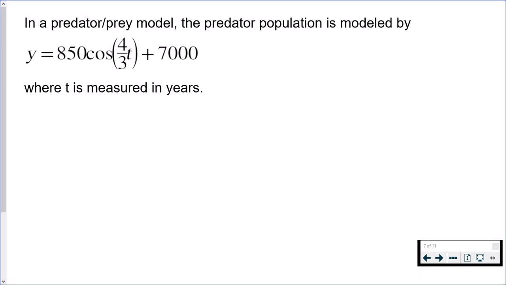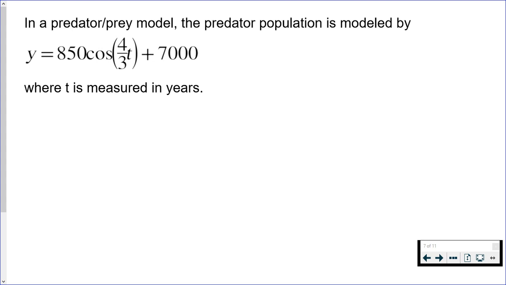We have this predator-prey model with the cosine function given representing the population of the predator in this model, and t is in years. So what it's saying is, in this model, there's a certain species whose population follows a periodic function. So it follows the same pattern. It'll be at its maximum value, and then it'll dip down to its minimum value, and then eventually it'll cycle back up to that maximum value again, and so on.